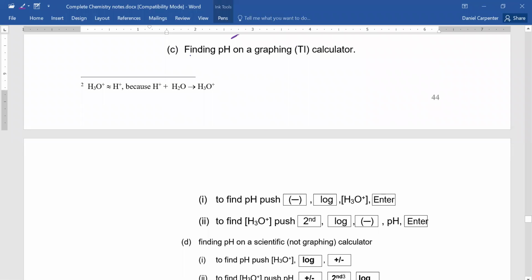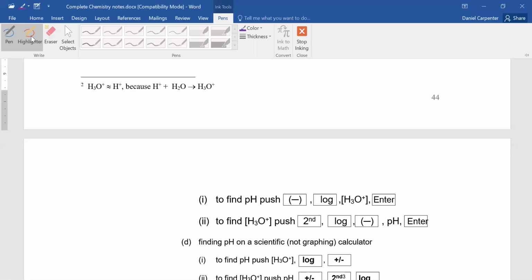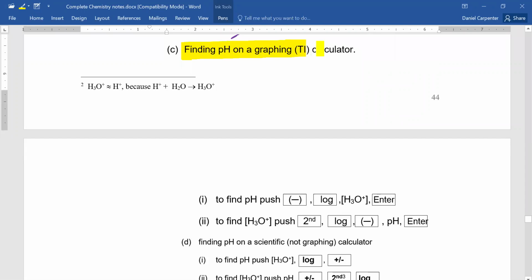So, finding pH with a Texas Instruments graphing calculator. If you have a scientific calculator, as odd as it sounds, even though graphing calculators are more science-y, graphing calculators are not called scientific calculators. If you have a Texas Instruments graphing calculator, to find pH, you push this sequence of numbers.